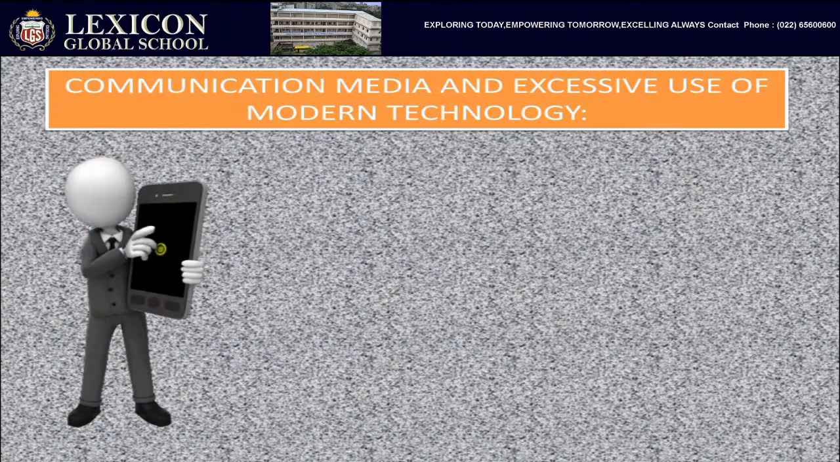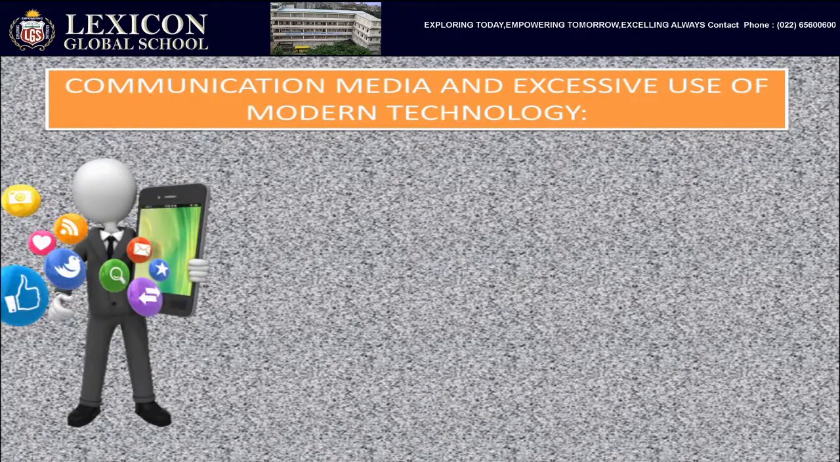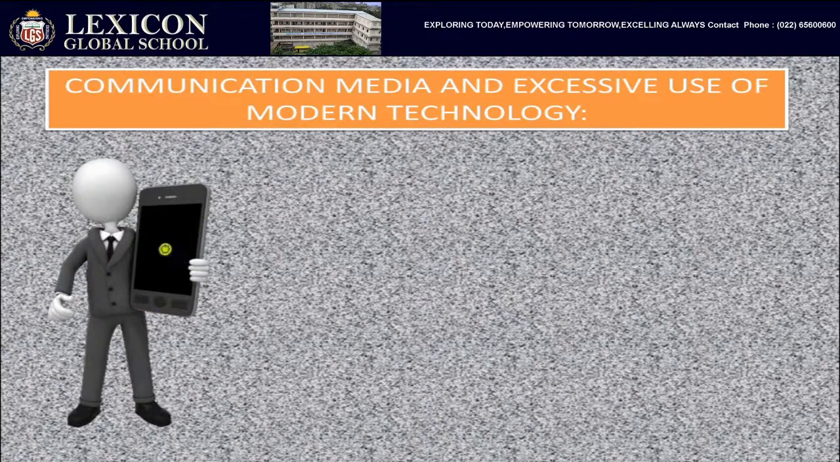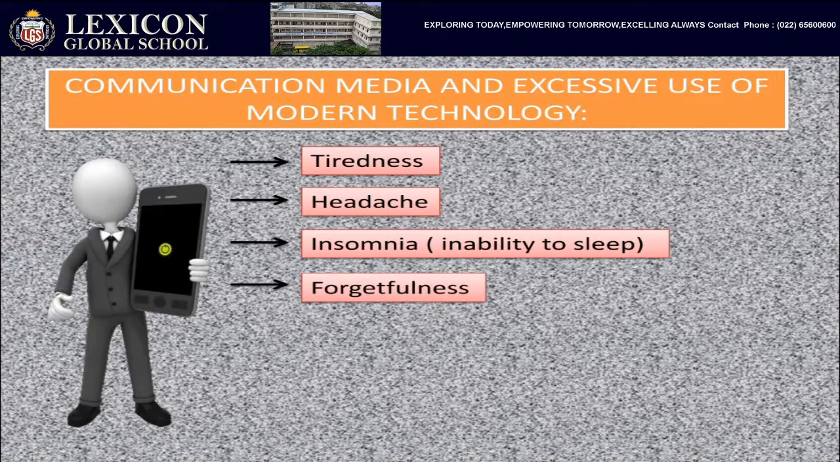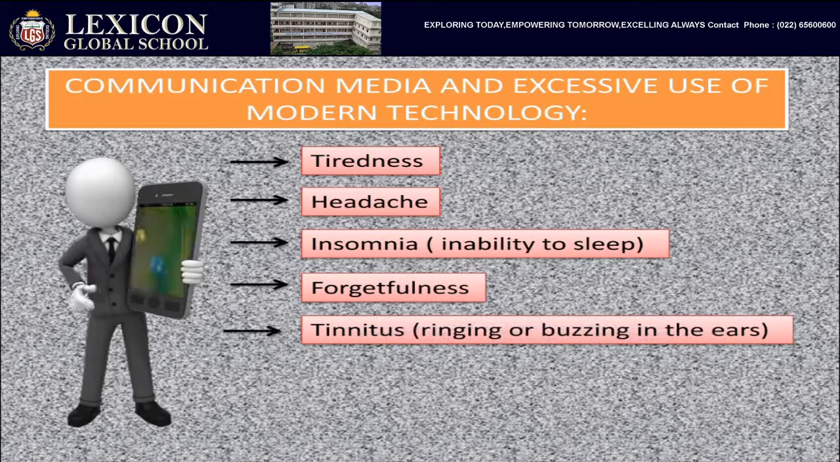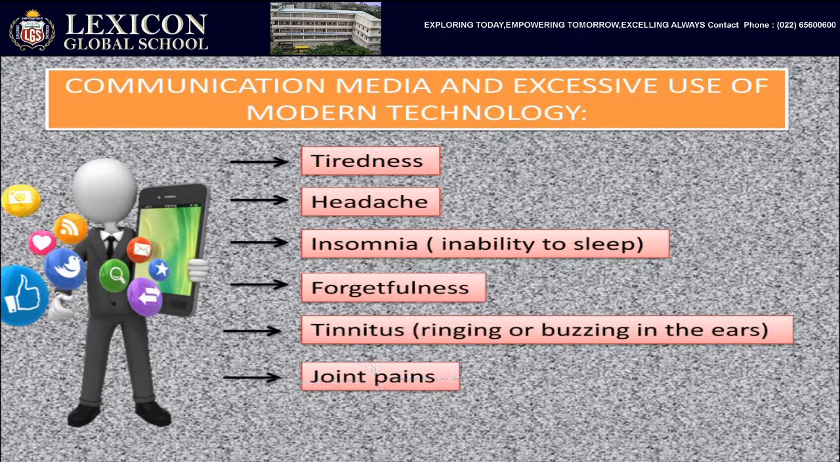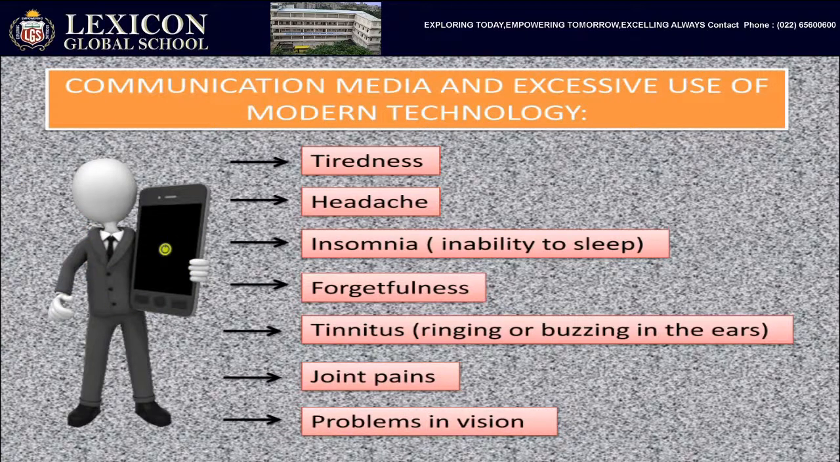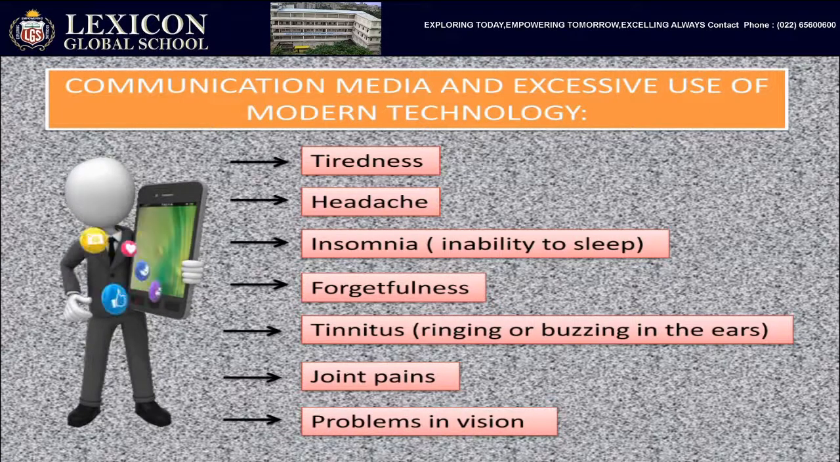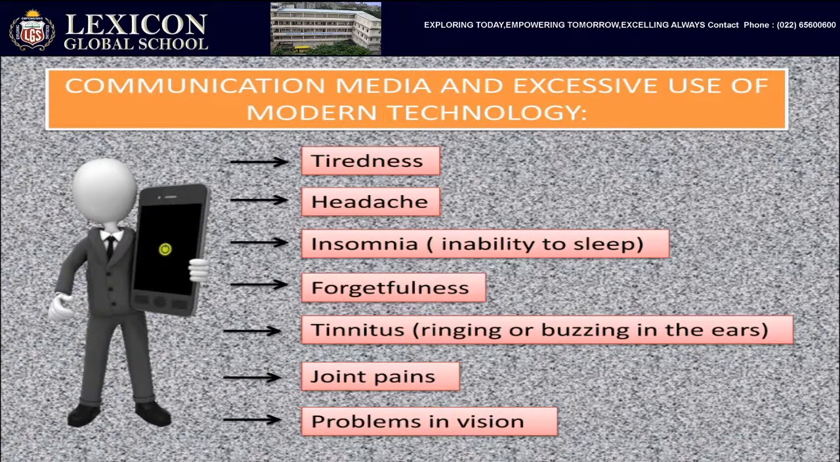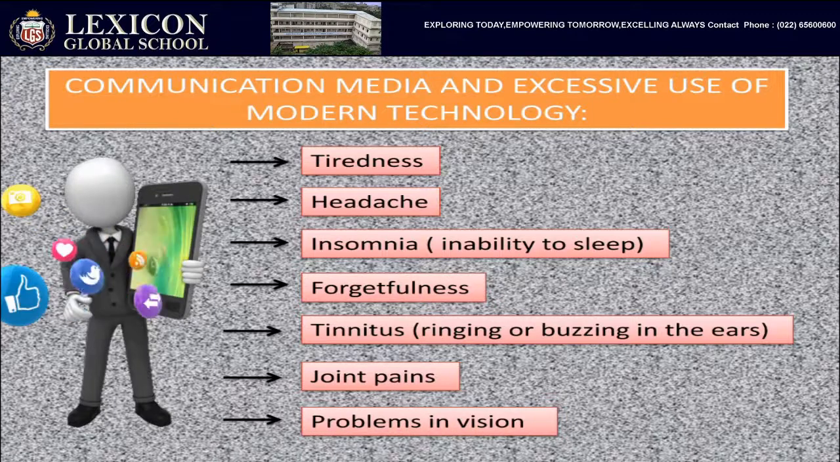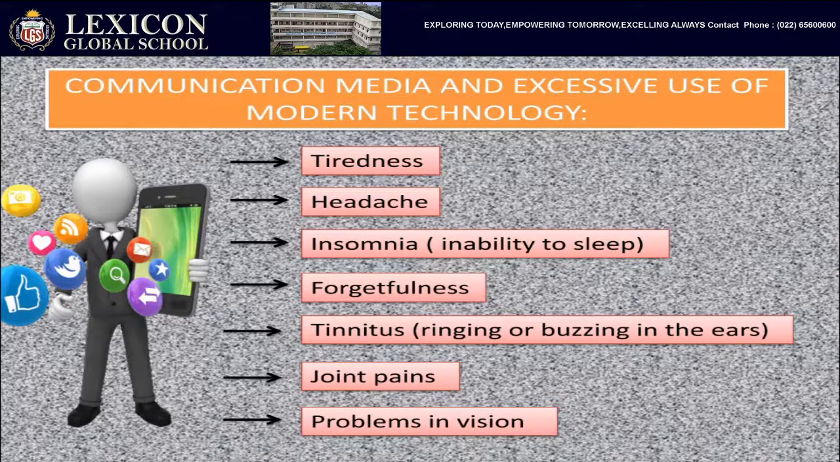People remain constantly on phones. Due to addiction to electronic media, various physical problems like tiredness, headache, insomnia, inability to sleep, forgetfulness, tinnitus, ringing or buzzing of ears, joint pains, and problems in vision are on the rise. This may be due to radiations of cell phones. Such radiations penetrate the bones of children, causing damage.